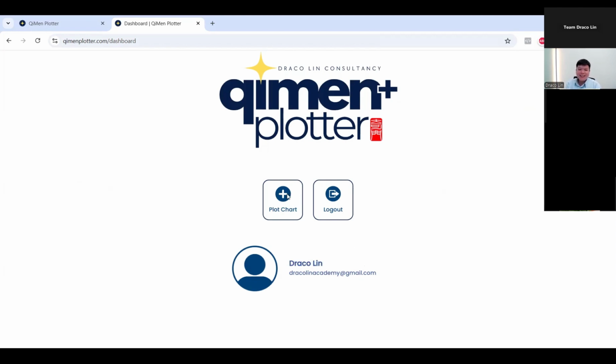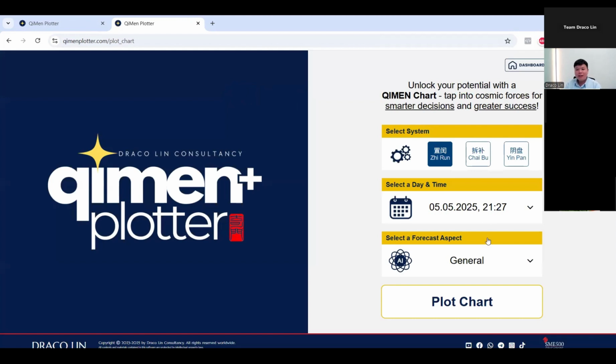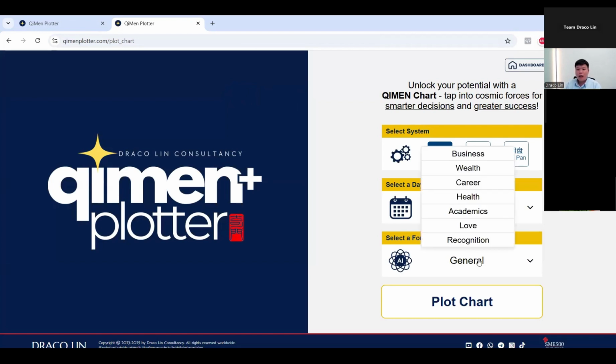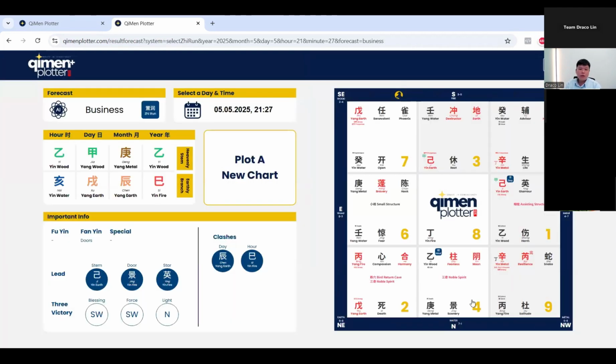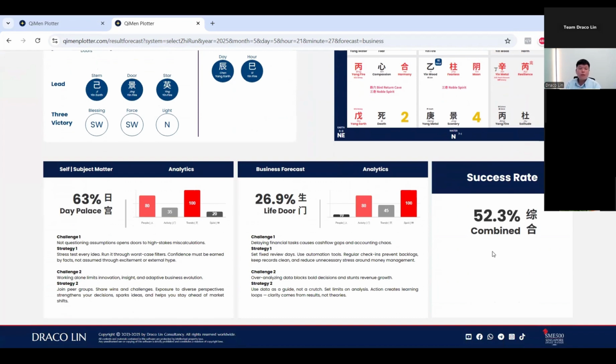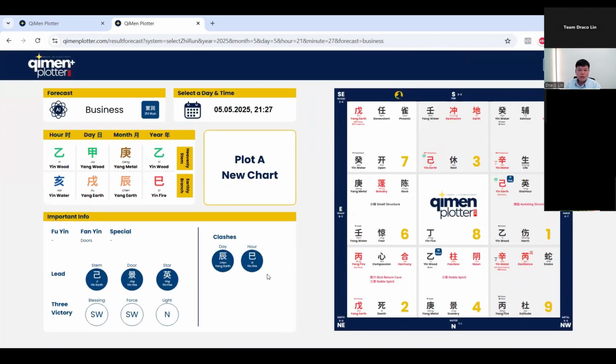All right, so I want to plot a chart. Then I'll go back to this part. So then let's say I want to plot current time business, for example, at this current moment. Then you can have it. Then this will be in relation to business, and this will be your business forecast. Okay, what problems you have, what strategy you can put. This is all inside here.